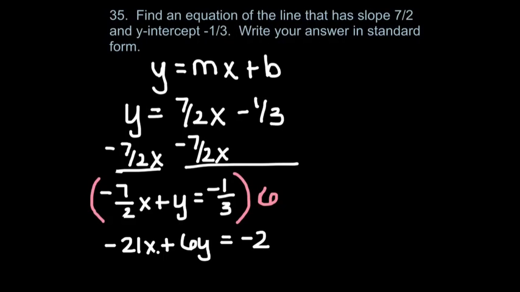Finally, in order to be standard, I can't have the negative in the lead-off term, so I need to change all of my signs, which means that my final answer is 21x minus 6y equals 2.